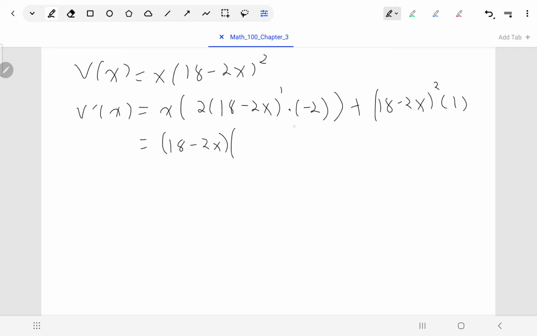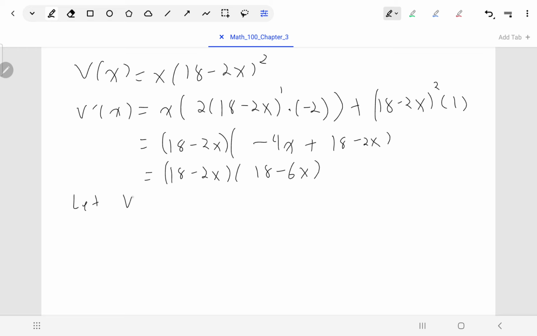And that leaves x times 2 times negative 2. So I have a minus 4x left in the first term. And I have a single 18 minus 2x left in the second term. Or in other words, I have 18 minus 2x times 18 minus 6x.